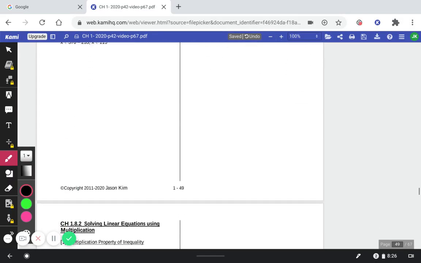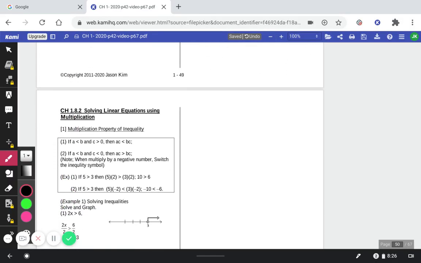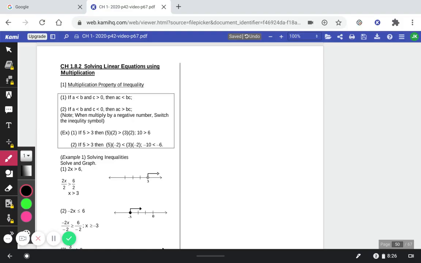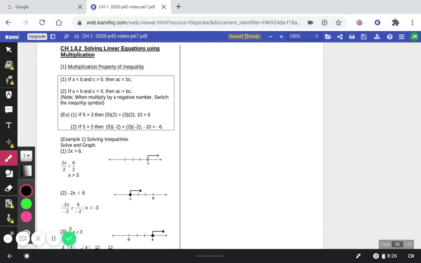Now, that was addition and subtraction. How about solving a linear inequality using multiplication and division? This is the same as solving an equation, and the multiplication property of equation and the multiplication property of inequality are the same. So if A is less than B, and as long as the number that you're applying is positive, then A times C is less than B times C.